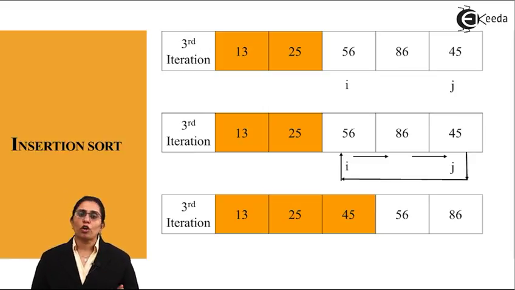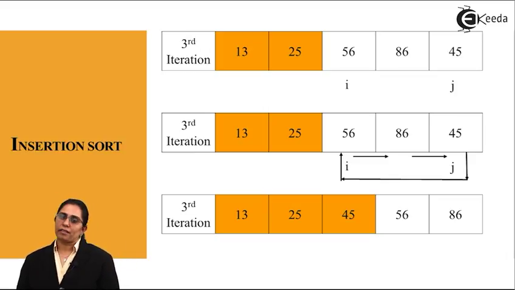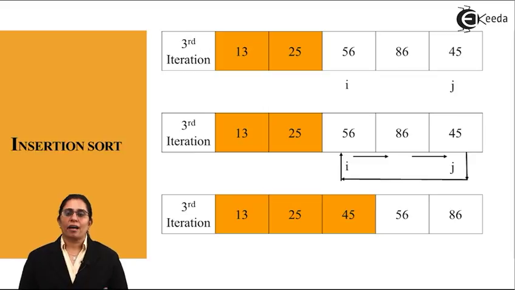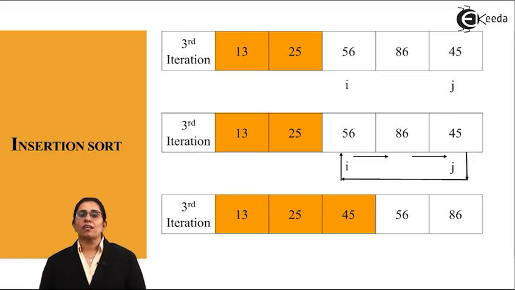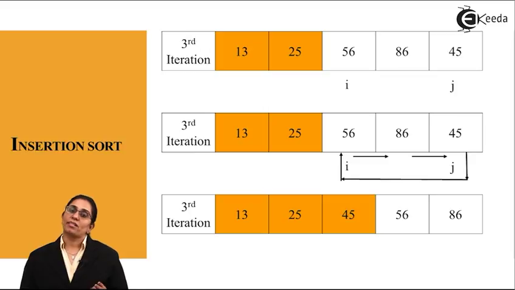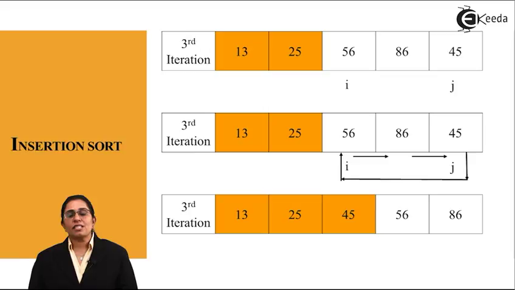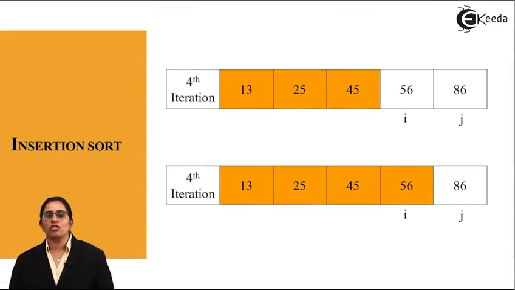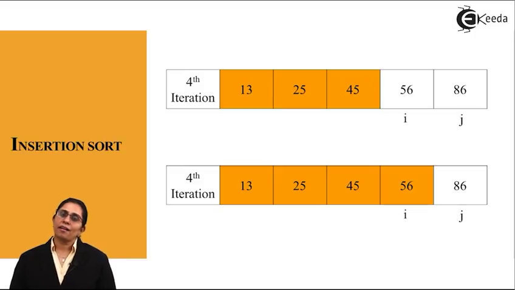So now my sorted zone has increased to 3 elements and my unsorted zone is reduced to 2 elements. But we can presume and predict that 56 and 86 in the unsorted zone are already sorted. Still, we have to apply the insertion sort method. We see that 56 is less than 86, so again there will not be any insertion sort method applied over here. So my fourth iteration gives me 13, 25, 45, 56 and 86.